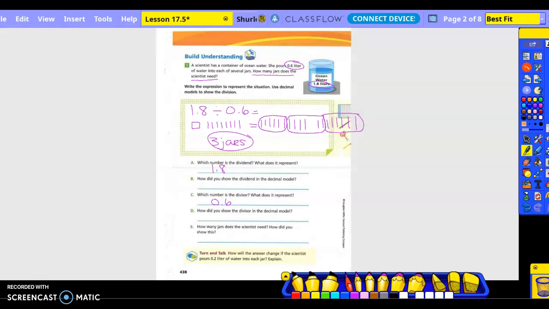And then how many jars did the scientist need? Okay, and then how did we know this? Because we counted how many groups we had, right?